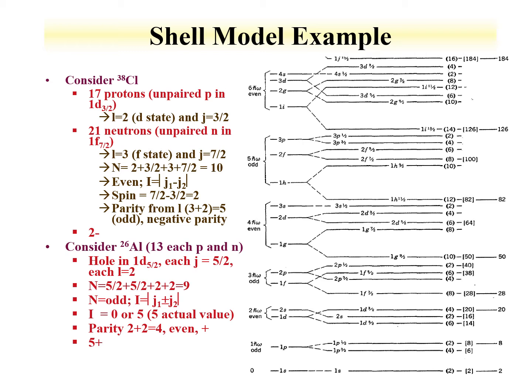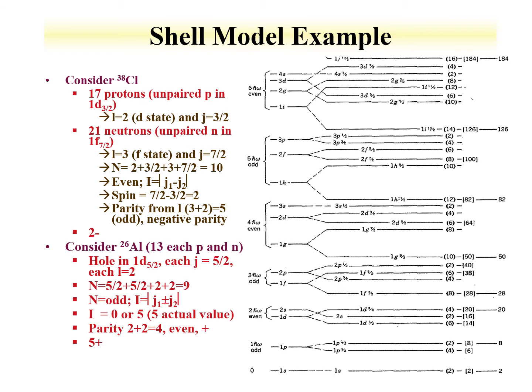For an example of the Nordheim number for an odd-odd nucleus, let's consider chlorine-38. Chlorine-38 has 17 protons, 21 neutrons. The 17th proton is going to live in this 1D 3/2 state. So the L is D, right? S being 0, P being 1, D being 2. And J, the spin, is 3/2.